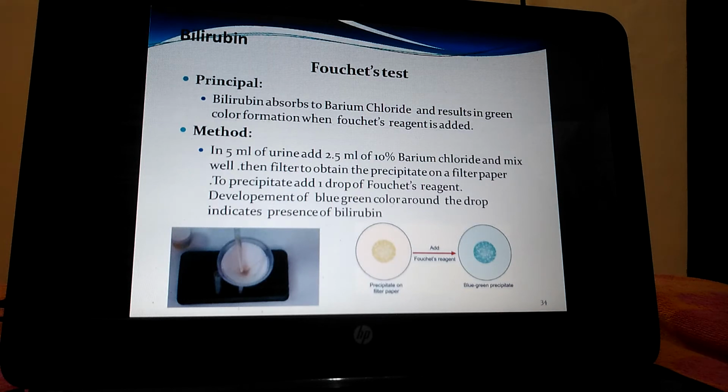The principle behind Fouchet's test is that bilirubin adsorbs to barium chloride and results in green color formation when Fouchet's reagent is added. Method: we take 5 ml of urine and add 2.5 ml of 10% barium chloride and mix well. Then filter it to obtain the precipitate on a filter paper. After obtaining the precipitate, we add 1 drop of Fouchet's reagent to the precipitate. Development of a blue-green color around the drop indicates presence of bilirubin.